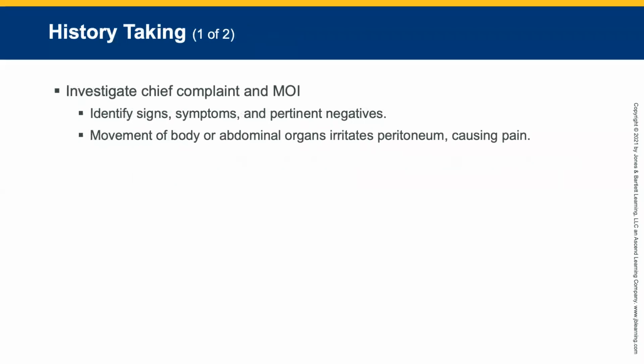We're going to use our SAMPLE and OPQRST as we're building our history. So you want to ask the patient if they're having any nausea, vomiting, or diarrhea. Ask about the appearance of any bowel movements and urinary output. Ask if they have any type of referred pain. Peritonitis can result in pain provoked by removal of pressure. So this means rebound tenderness. Guarding will occur if the patient tenses up or stiffens his or her abdominal muscles.